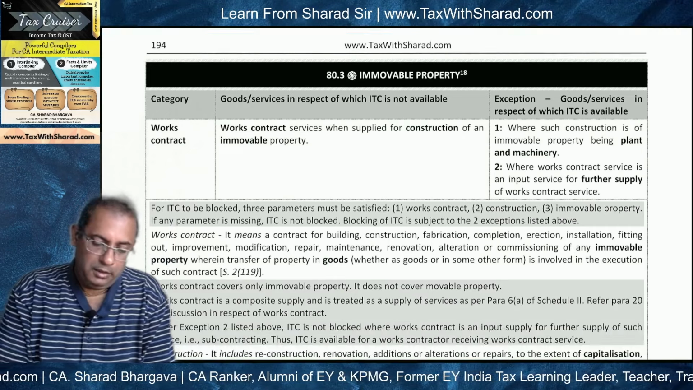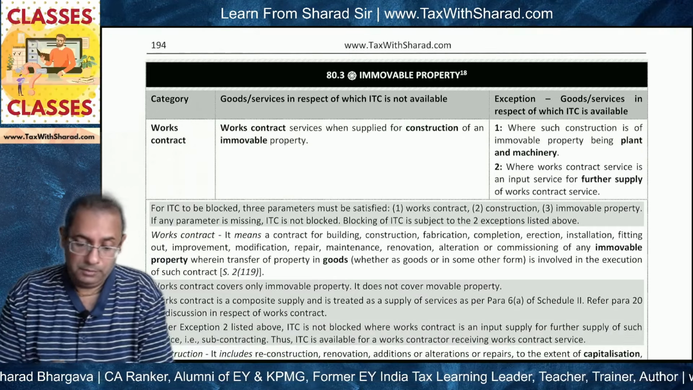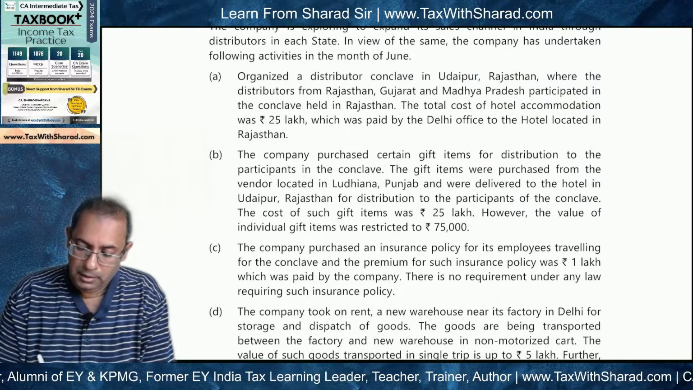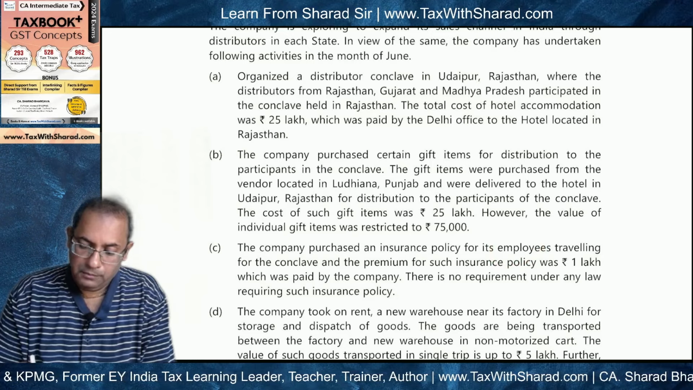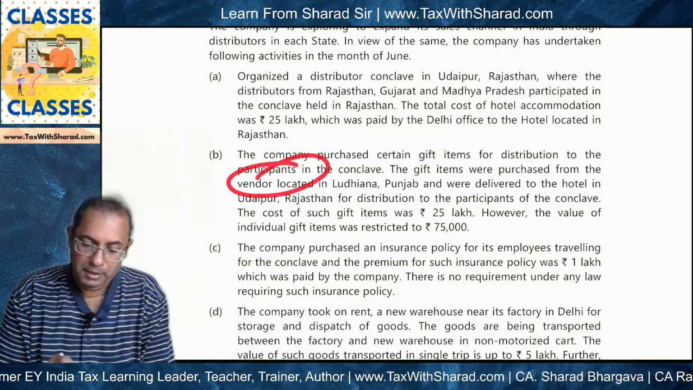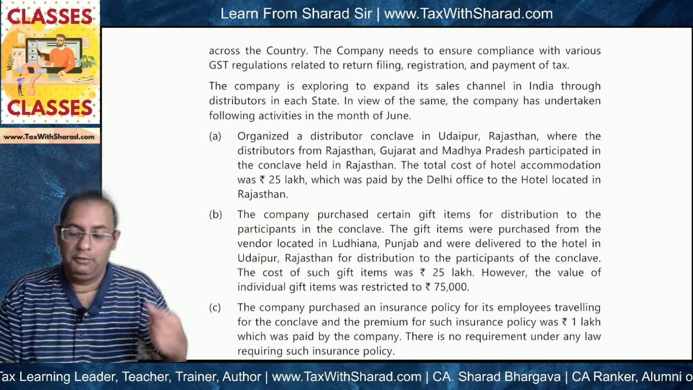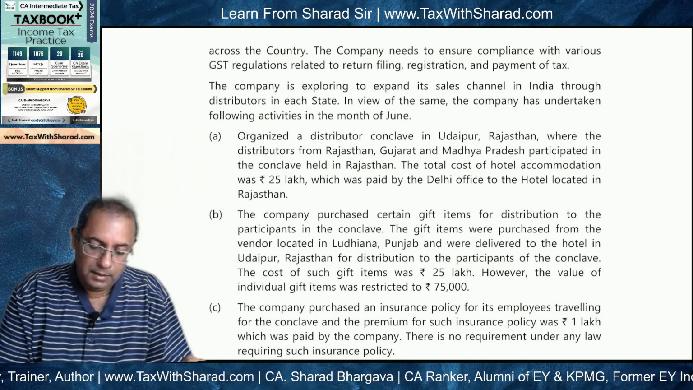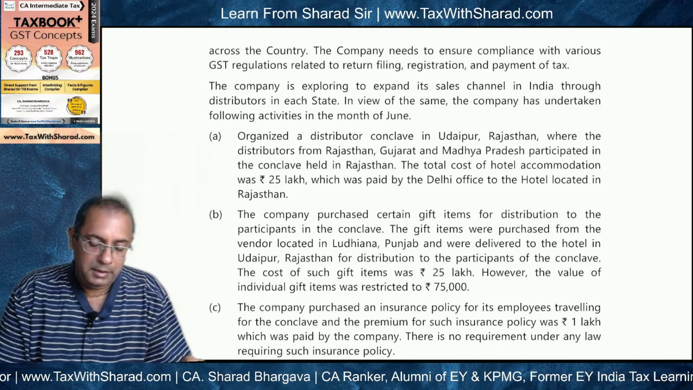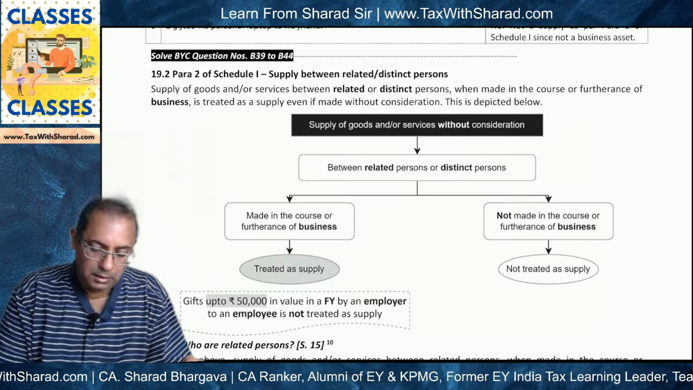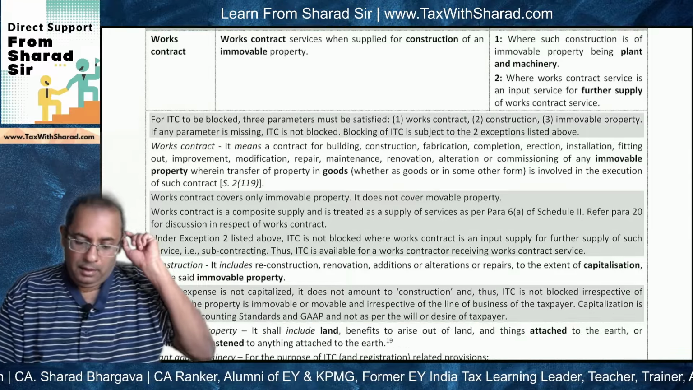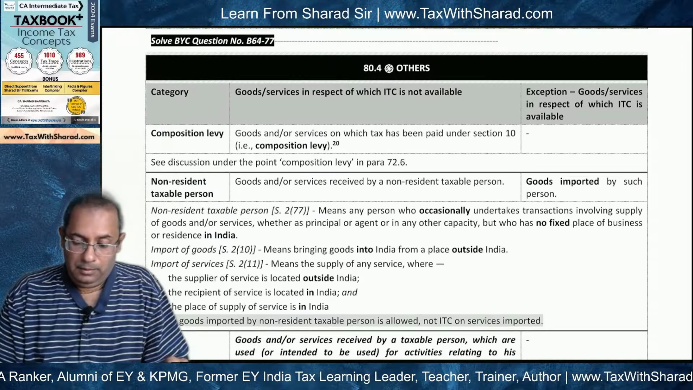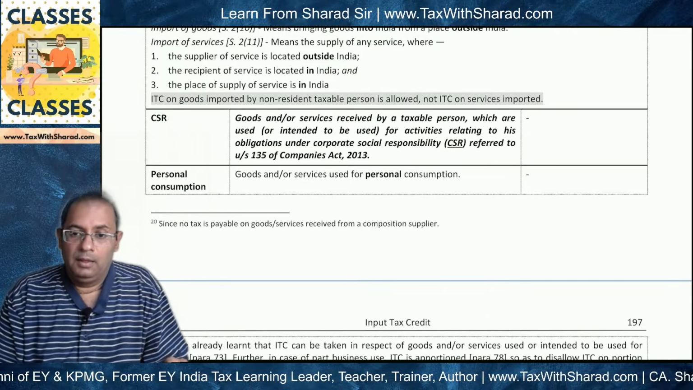Now coming to gifts. Now gifts have been procured for the distributors. It is appearing from the question that it has not been procured for the employees. Insurance is for the employees, and gifts are for distribution to the participants, and the participants are distributors. The employees may have gone there for making arrangements and for organizing. So as far as the gift is concerned, now ITC will be available if the gift is considered as supply, and for supply consideration is important. But if we look at schedule 1, a transaction can be considered to be a supply even if there is no consideration.